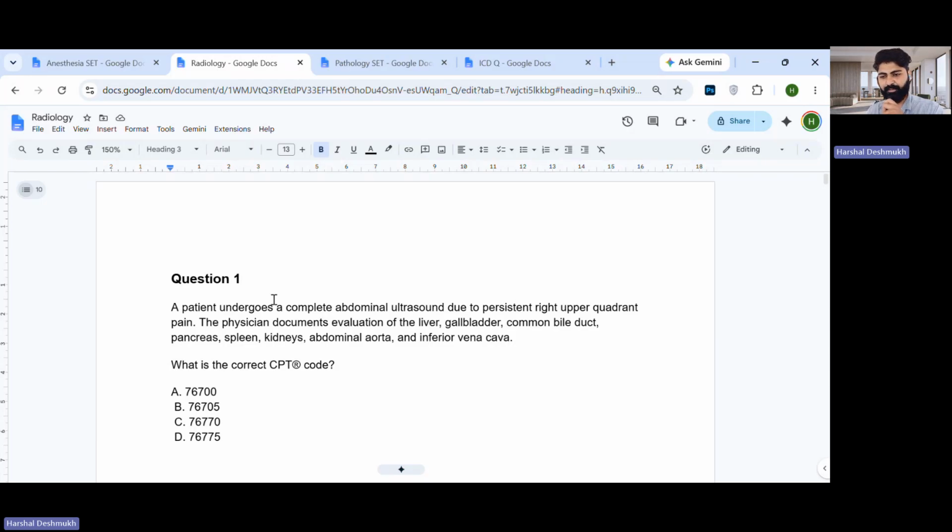Right, a patient undergoes a complete abdominal ultrasound due to persistent right upper quadrant pain. The physician documents evaluation of the liver, gallbladder, bile duct, pancreas, spleen, kidneys, abdominal aorta, and inferior vena cava. You have got these four options. Try to answer as quick as you can.